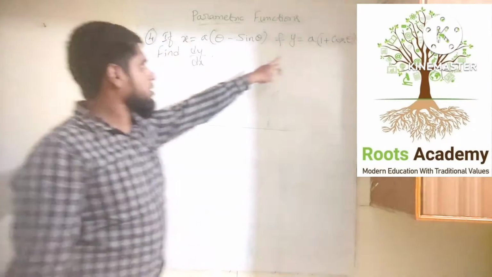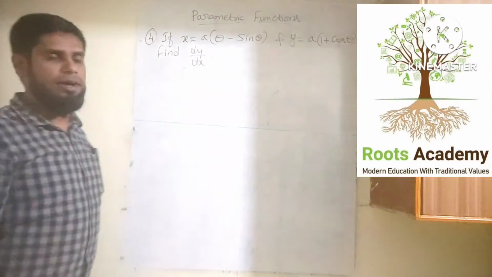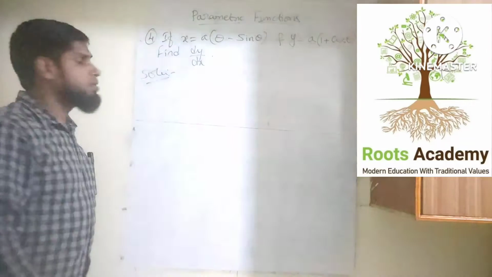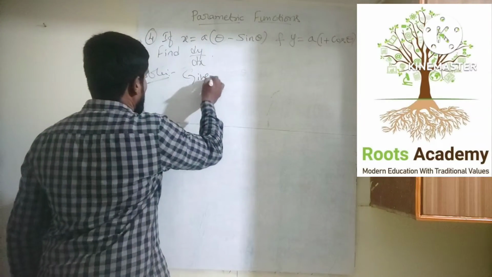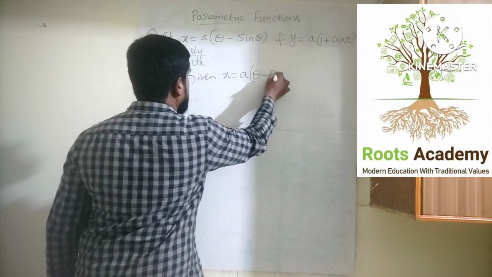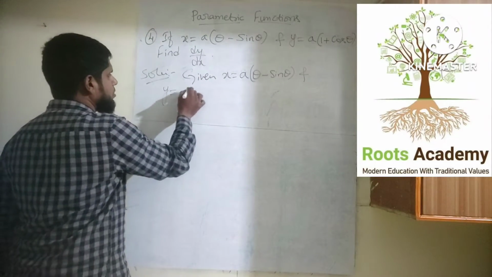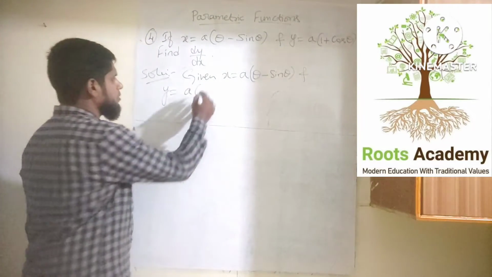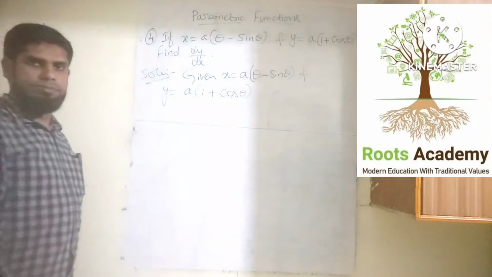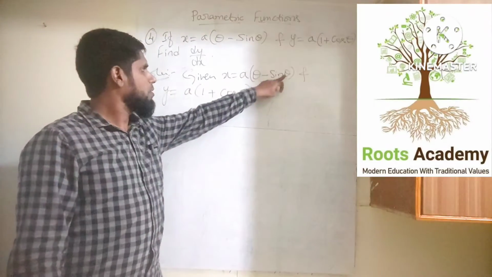Here again, two functions are given with theta as a parameter because both the functions depend on theta. So let us try to differentiate this. Given x is equal to a into bracket theta minus sin theta and y is equal to a bracket 1 plus cos theta. First, let us differentiate x function with respect to theta.